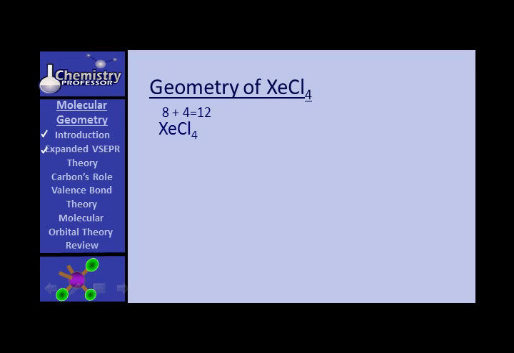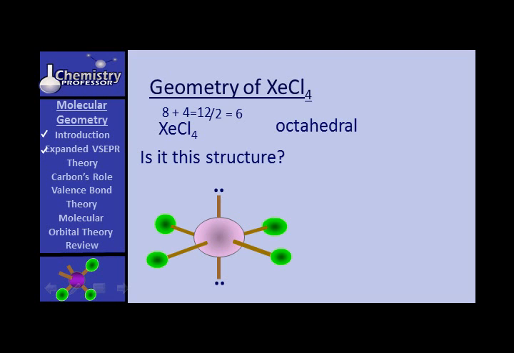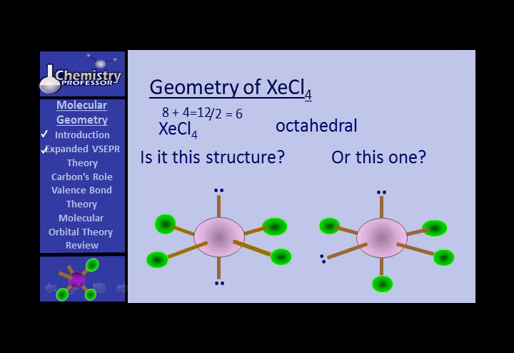Do you get 8 plus 4 is 12, divided by 2 is 6? So this has a geometry that is octahedral. But I wonder what the structure is. Is it this structure right here? Or could it be this structure over here? Well, let's go through and do our usual work and see if we can figure out which one is best, or which one is the better structure.